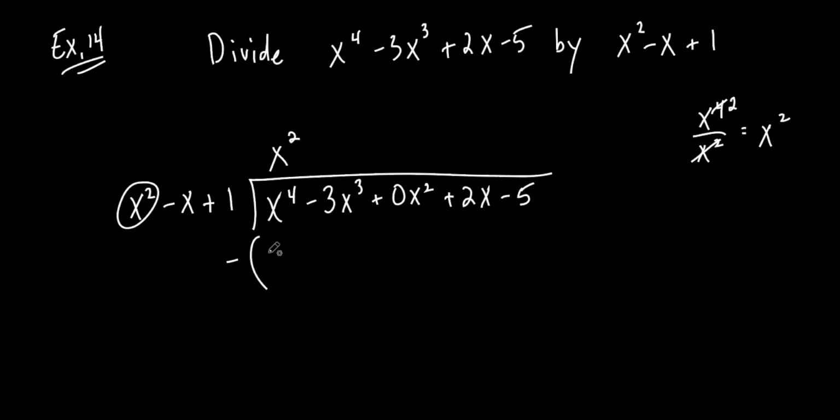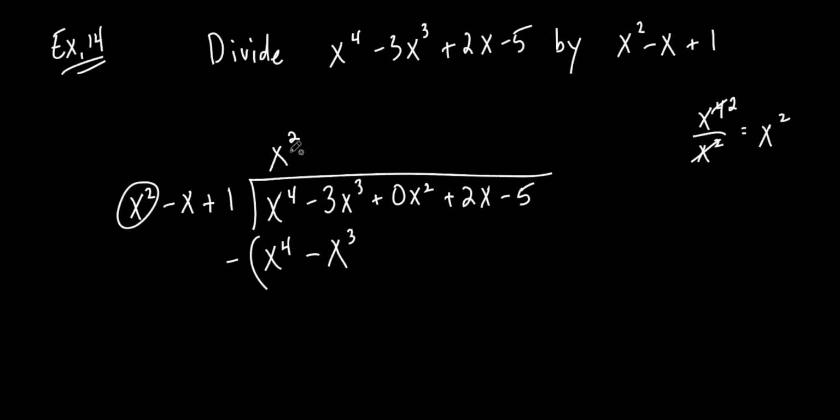Let's see if we can do this in our head. Do you think you can without writing it down? Let's try it. This x squared times this stuff right here. So what's x squared times x squared? X to the fourth. And then x squared times a negative x. What's x squared times x? X cubed, right? And I can put it under here because I got an x cubed.